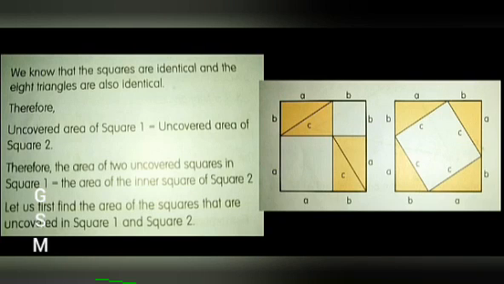We know that the squares are identical and the 8 triangles are also identical. Therefore, the uncovered area of square 1 is equal to the uncovered area of square 2. Therefore, the area of two uncovered squares in square 1 is equal to the area of the inner square of square 2. Let us find the area of the squares that are uncovered in square 1 and square 2.